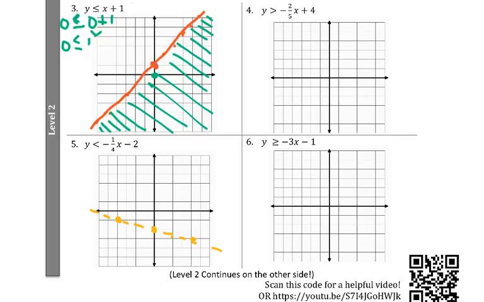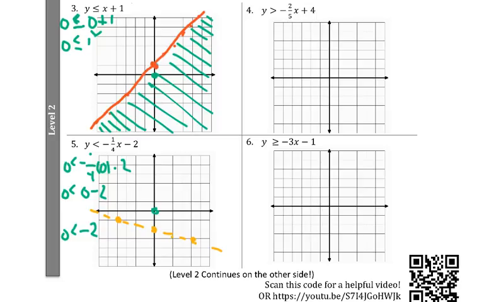Now I just have to figure out which side is the safe side for it to eat. So let's take our sacrificial cow over there. Plug in a 0 for our x and our y. So negative 1/4 times 0 is 0. And 0 minus 2 is negative 2. Is it true that 0 is less than negative 2? No, that is a false statement.